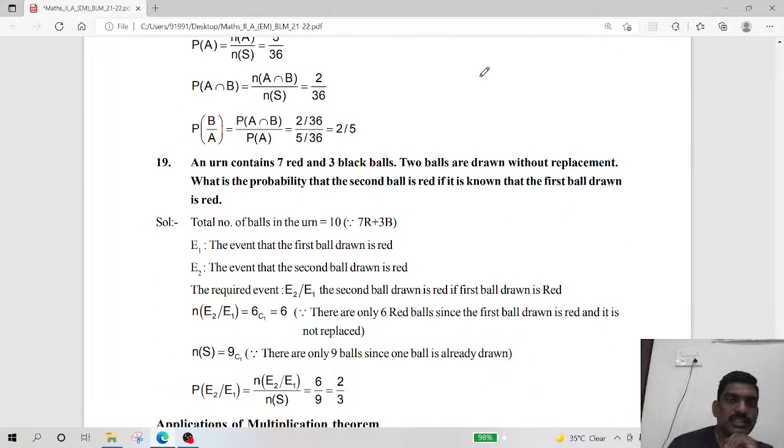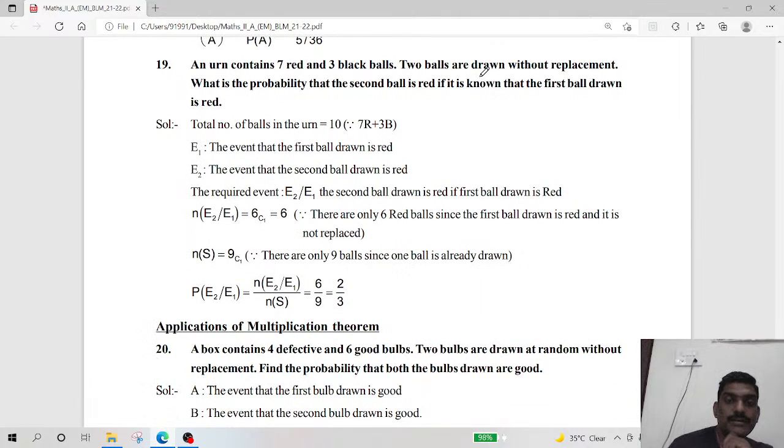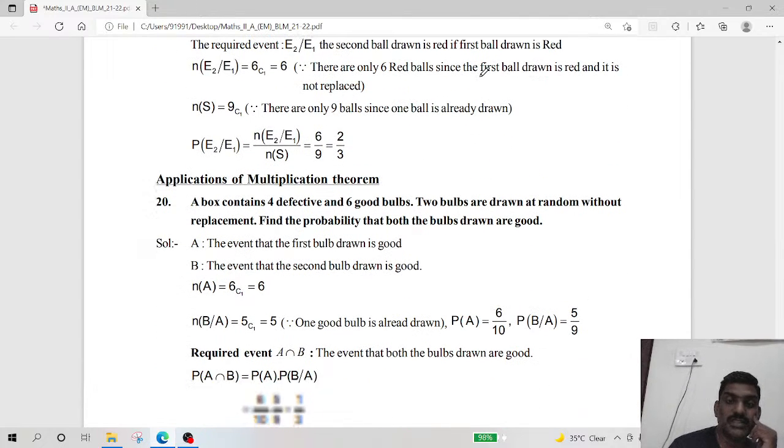Next, an urn contains 7 red and 3 black balls. 2 balls are drawn without replacement. What is the probability that the second ball is red if it is known that the first ball drawn is red? Okay. Total number of balls is 10. The event that the first ball drawn is red. The event that the second ball drawn is red. P of E2 by E1 is equal to N of E2 by E1 over N of S, which is 2 by 3.